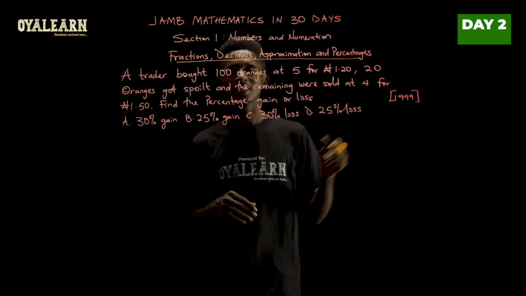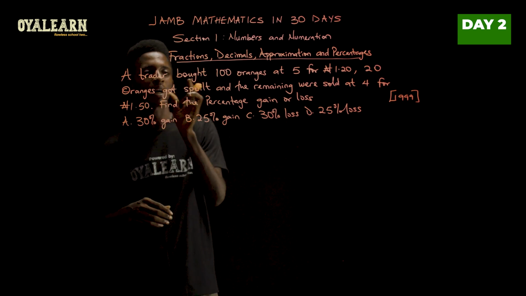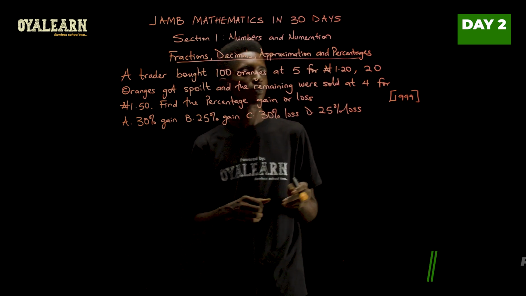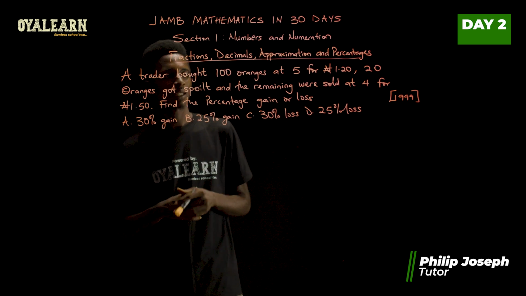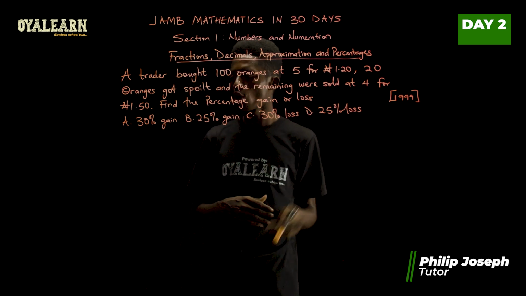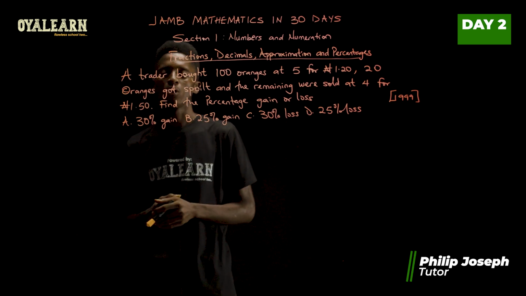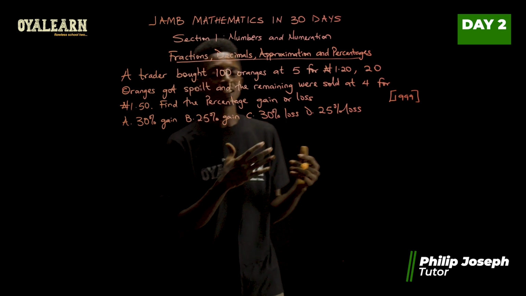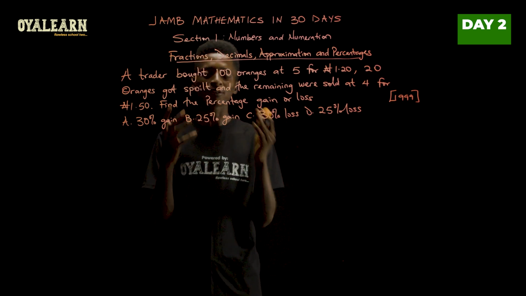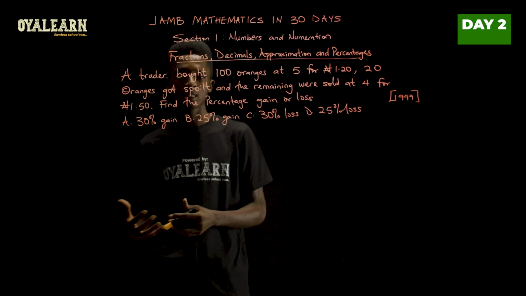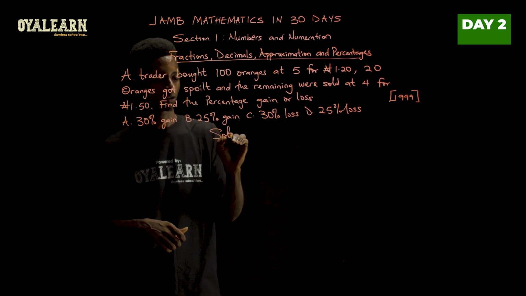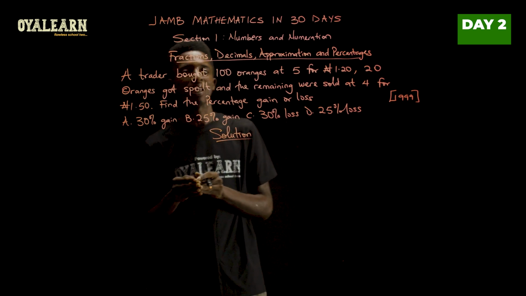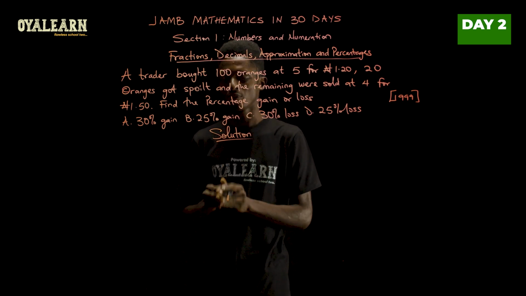This question is from the 1999 Jamb, and it says that a trader bought 100 oranges at 5 for 1 naira 20 kobo. 20 oranges got spoiled and the remaining were sold at 4 for 1 naira 50 kobo. So we have to find the percentage gain or loss. Before we can find percent gain or loss, we have to first find out if after selling these oranges, the trader made a profit or a loss. So, solution. To get profit or loss, we need the total cost price and the total selling price.